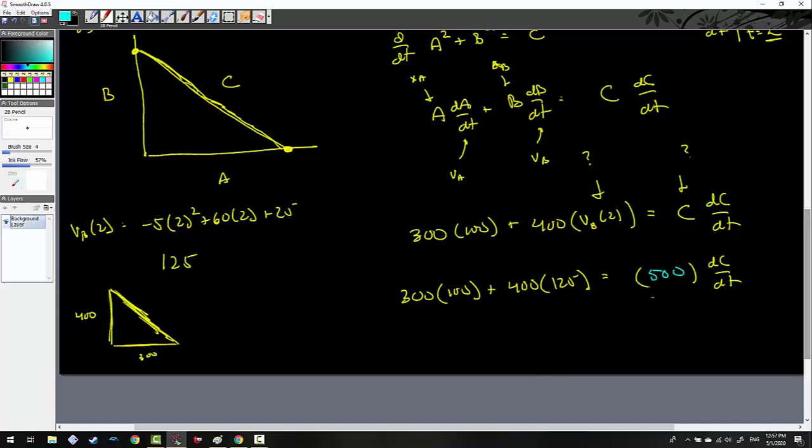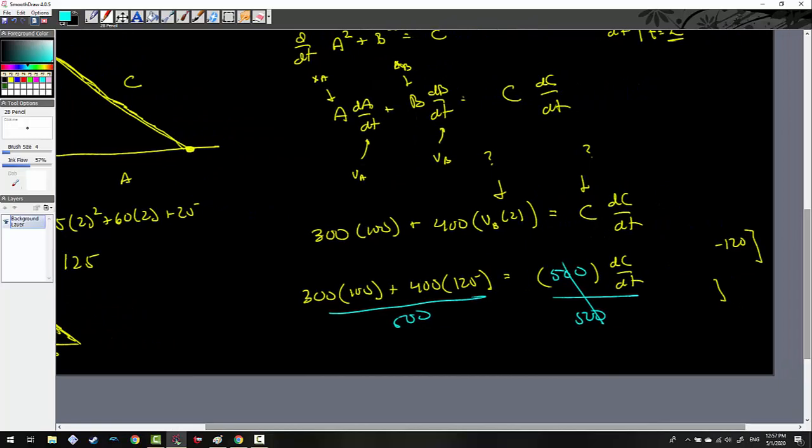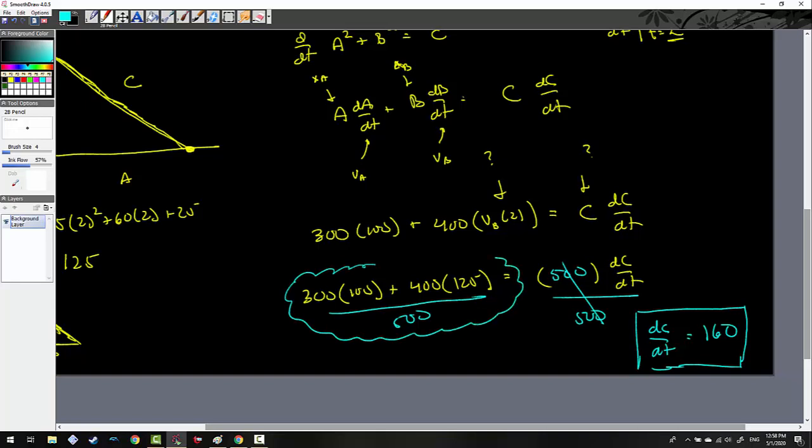And once you divide by the 500 on either side, and again, I would encourage you not to simplify anything, just to keep things easier for you, you'll end up concluding that dc over dt is equal to 160 if you decided to simplify. If not, I would encourage you to leave the answer in the unsimplified form just to save time.